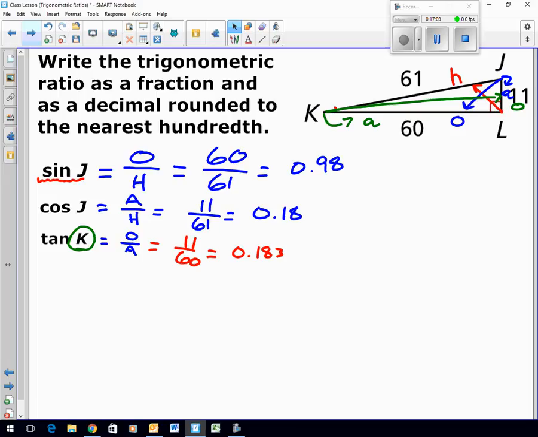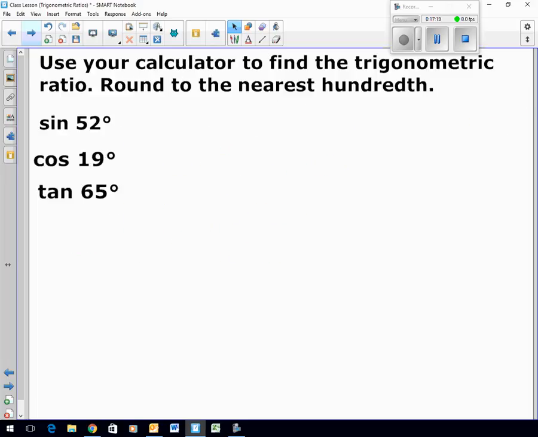So if we ever see something like find the cosine of L, you just put no. You won't see it.